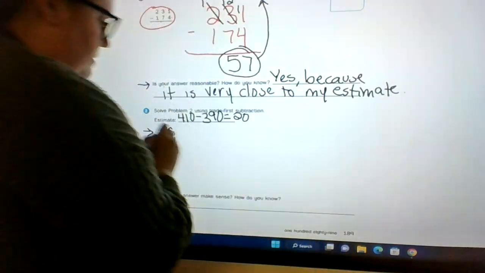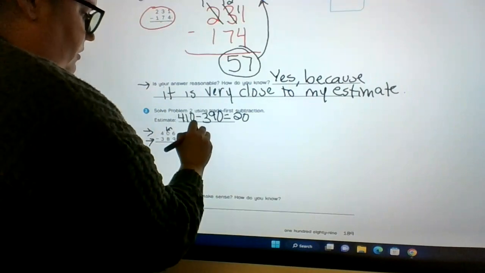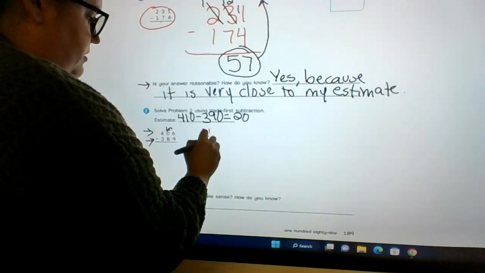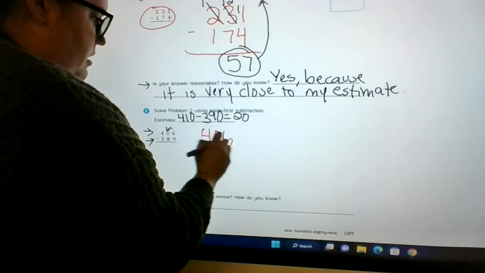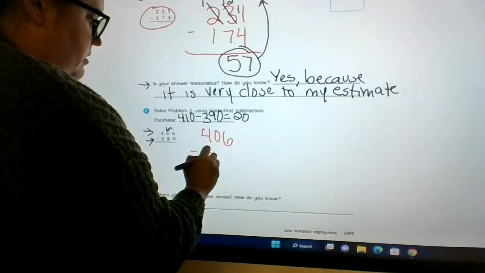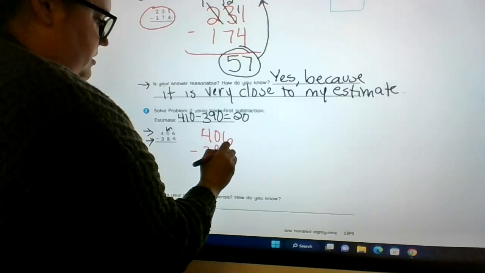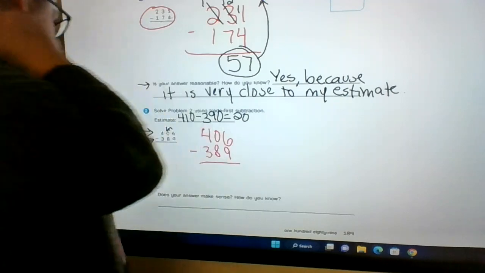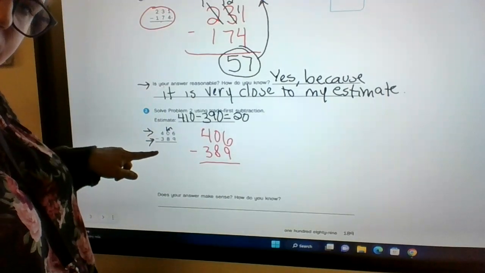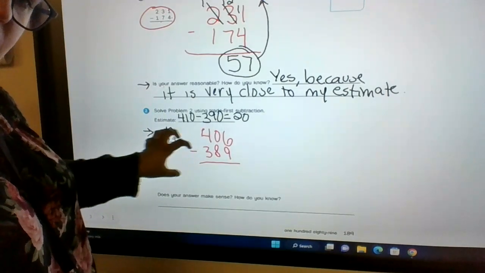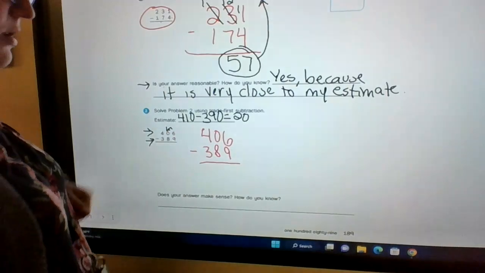So again, I'm going to rewrite my problem. You don't have to rewrite it. The only reason I'm rewriting it, guys, is so you can see it better at home on the video. I just think sometimes it's too small the way the math journal has it. I want you to really be able to see it. So that's why I just rewrite it, but you don't have to.